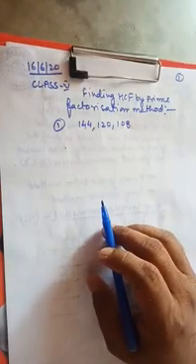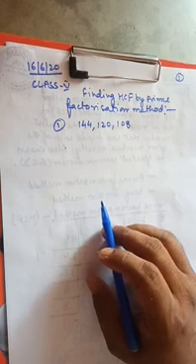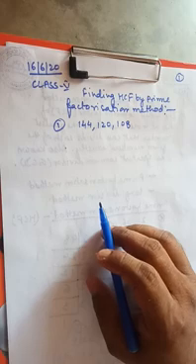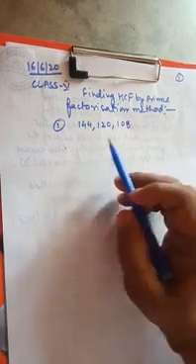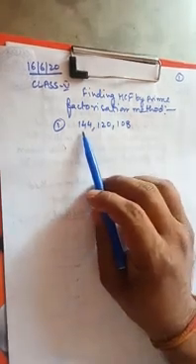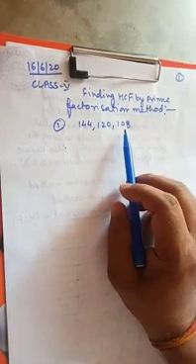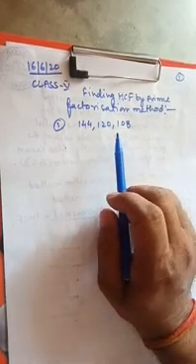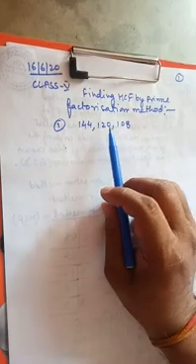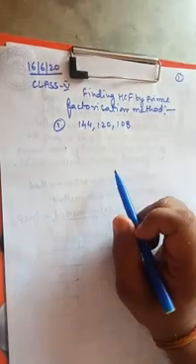As we are doing HCF, we have started how to find the HCF by prime factorization method. Yesterday we did one sum, and today also one sum. Here I have taken some numbers: 144, 120 and 108. Now we have to find the HCF of these numbers by prime factorization method.